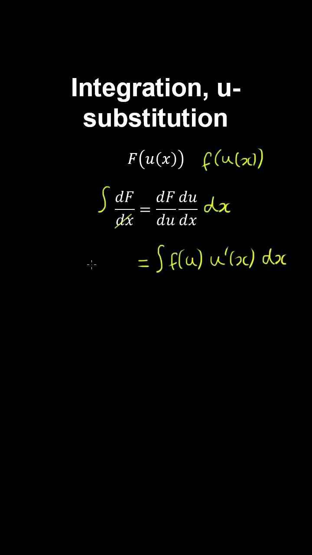A common technique to evaluate antiderivatives is u substitution. So suppose we have an antiderivative of some function f, which is a composite function of u of x. Using the chain rule, we can differentiate the antiderivative with respect to x. So what we get is the derivative of the antiderivative with respect to u, which is f of u, and du dx is u dash of x. And now if we separate dx and then integrate both sides of the equation, what we get is the antiderivative as a function of x.